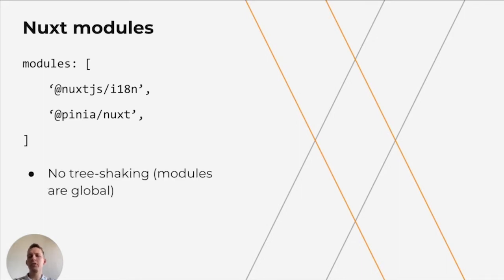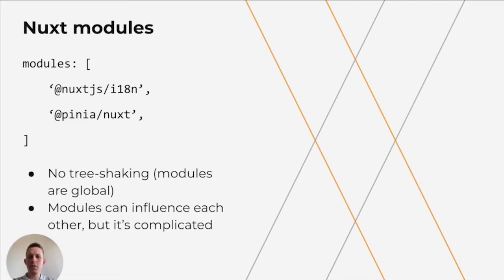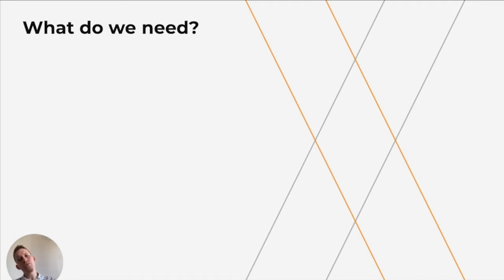First, again, no tree shaking, because the modules are global. You will download the module even on the pages where you don't really need them. So same problem as with Vue plugins. And again, the Nuxt modules can interact with each other, but it's really complicated, and we don't want that. So what do we need?